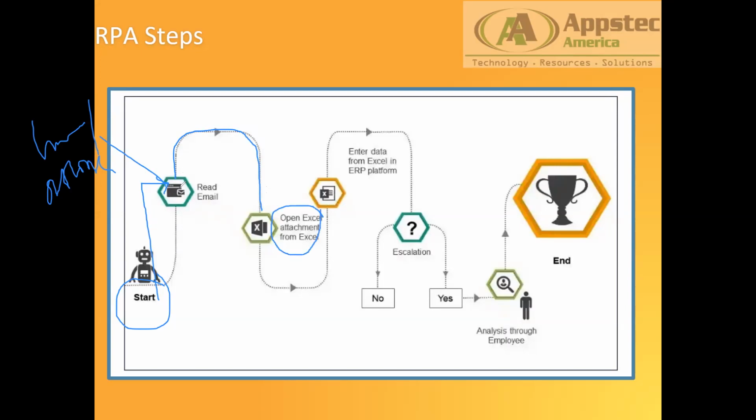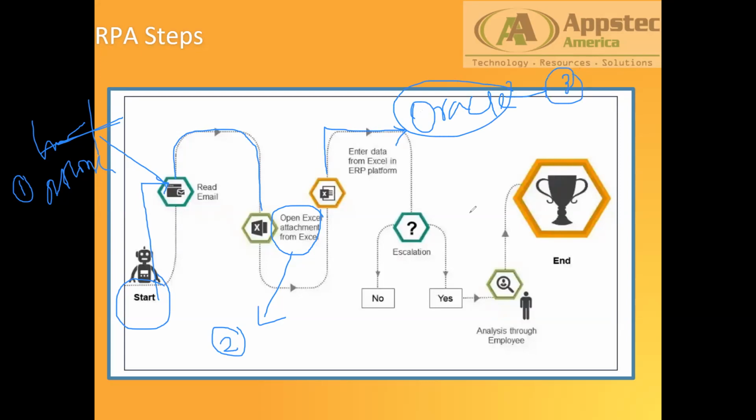So my step one was to read email, which uses one application, let's say Outlook. The second application is where I'm opening the attachment, which involves Excel. Third, I'm entering the data from Excel into an ERP platform. What is this ERP platform? Let's say it is the Oracle database. So this is my third application.